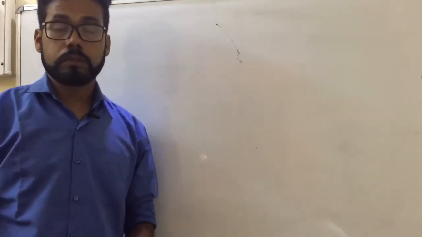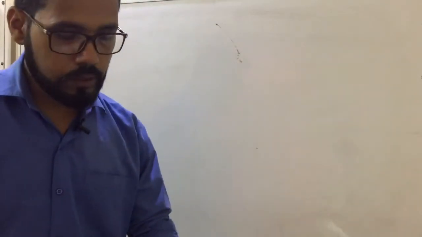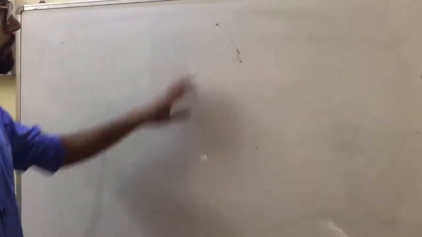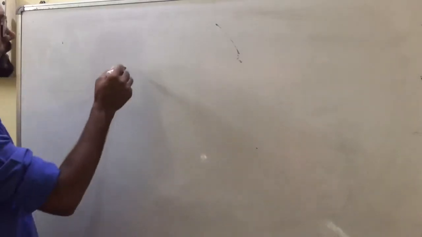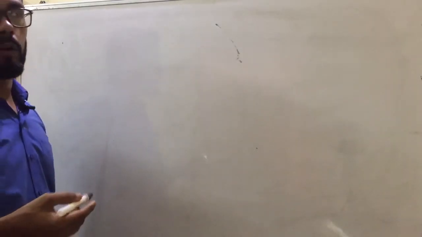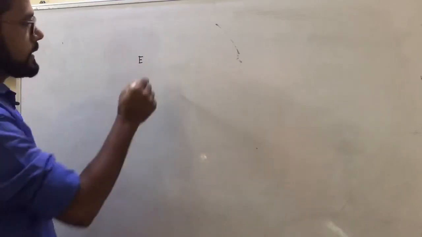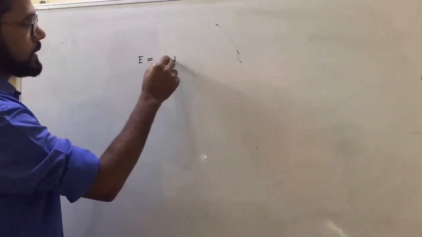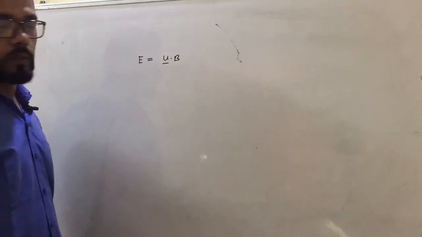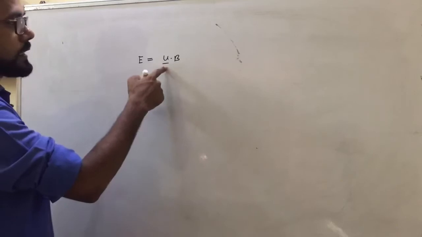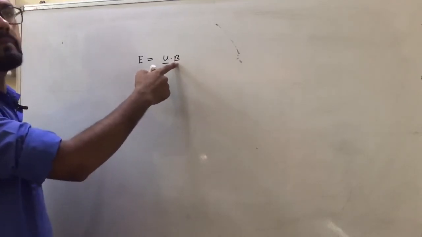I am not going to repeat whatever I told in the previous video. So, we have a magnetic property. Whenever we apply a magnetic field over a material, a change in energy takes place. The change in energy is explained by mu dot B, where mu is the magnetic moment. This is not permeability. This is the magnetic moment, and this is the applied magnetic field.